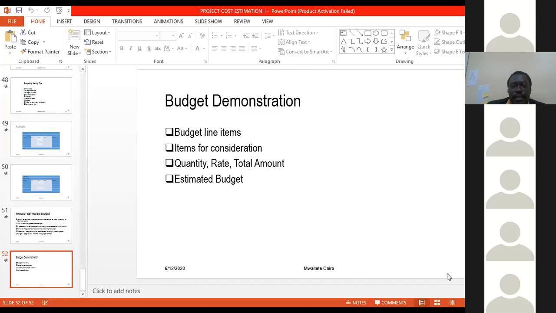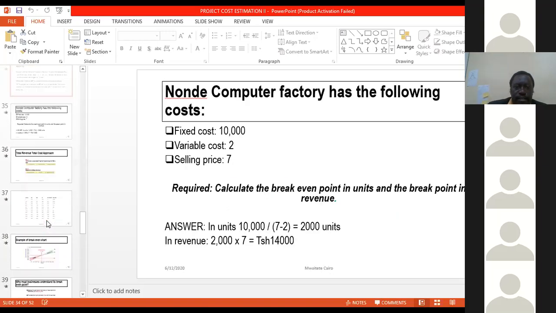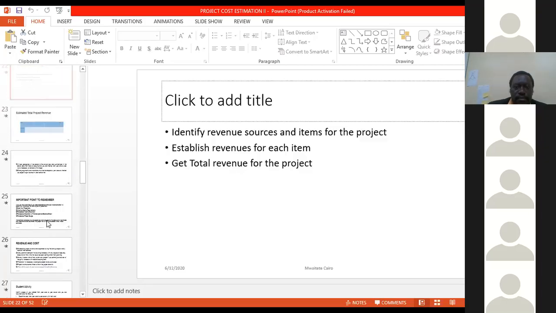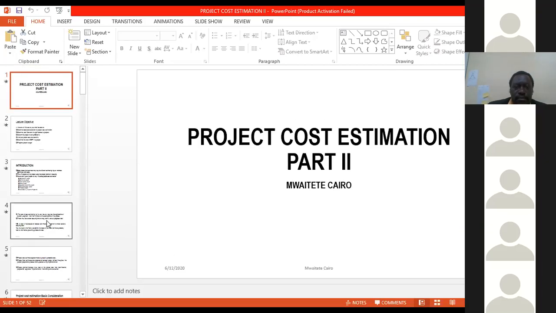Yes, sir. Good. So we are running at supersonic speed. Now we are going into another area where we talk about project costing.